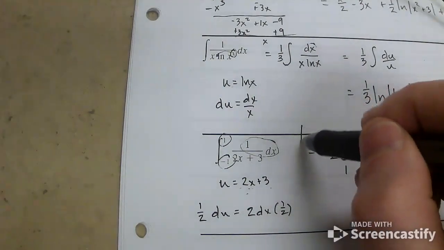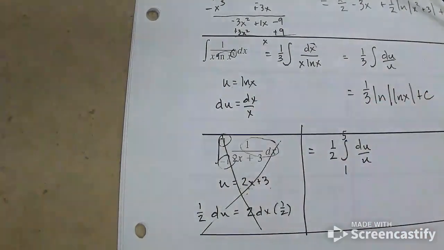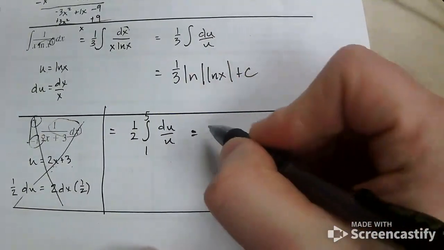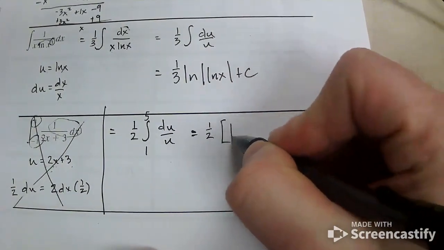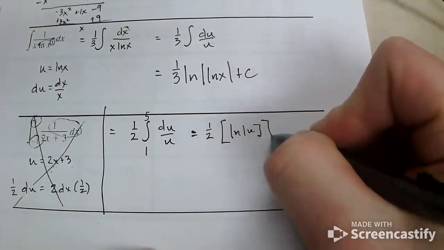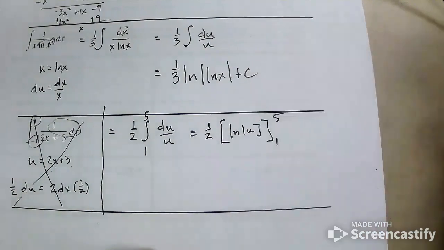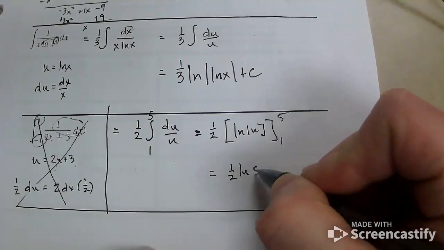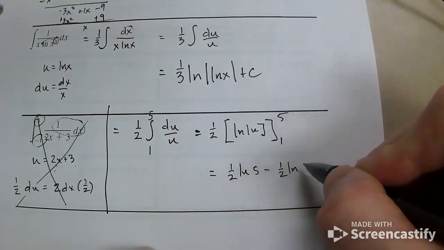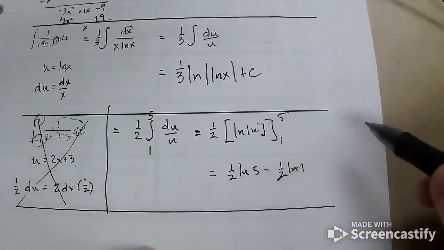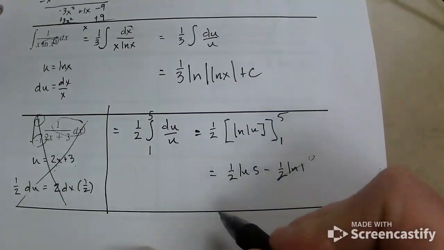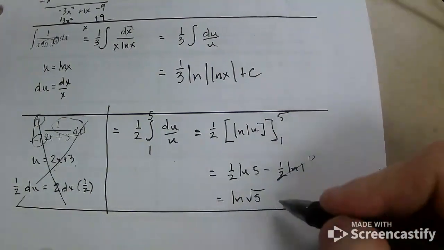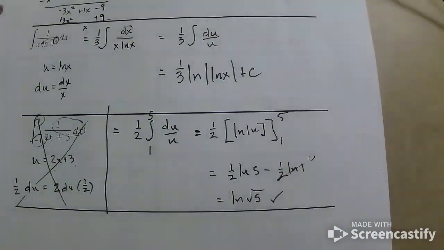So from there on, I do not care about this problem anymore. This is my new problem. So this is going to be equal to 1/2 natural log of u from 1 to 5. So this will be equal to 1/2 natural log of 5 minus 1/2 natural log of 1. But we know what natural log of 1 is. It's 0. So then this is just going to be natural log of the square root of 5, or you could, just make sure that you know what the multiple choice equivalency is.